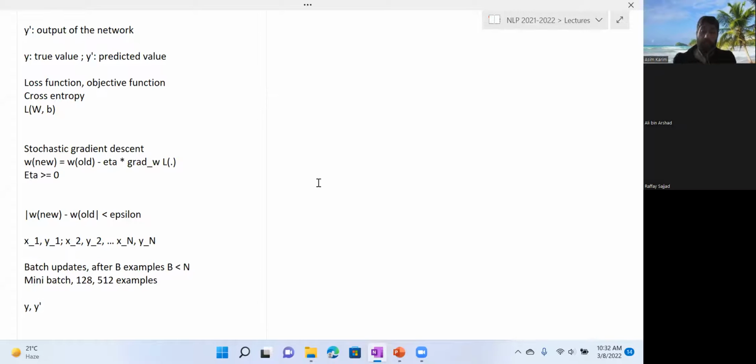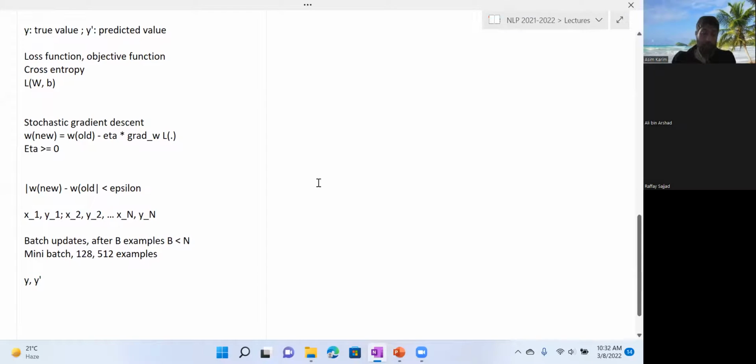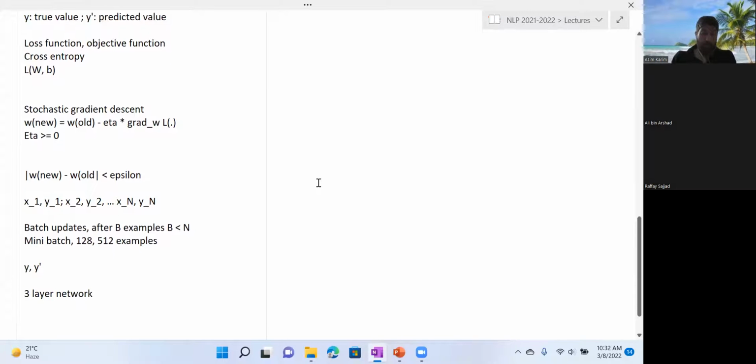But what about the hidden layers or the inside layers? Let's say you have a 3-layer network. So you have an output A1, which is the output of the first hidden layer. Then we have A2, and then of course you have Y prime.